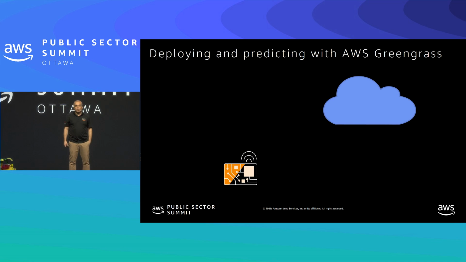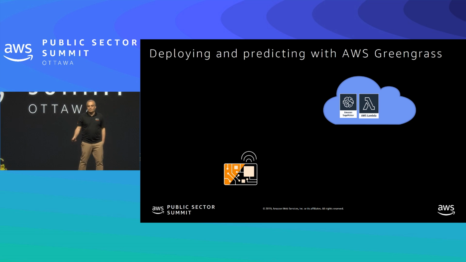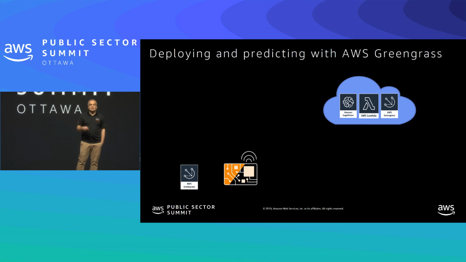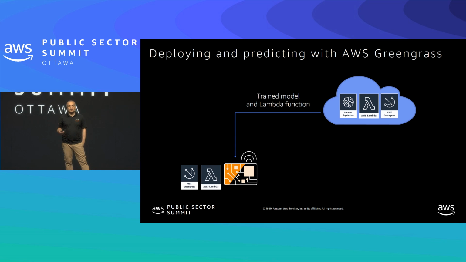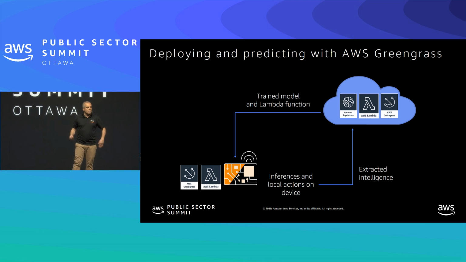Now, how it worked before: I trained my model using SageMaker. With my model, I developed my code with Lambda. I pushed both my model and my code using Greengrass to the device, and the device took the action based on the model that was trained before, and then ran it and sent the information back to the cloud. So that is exactly how it works in terms of architecture.